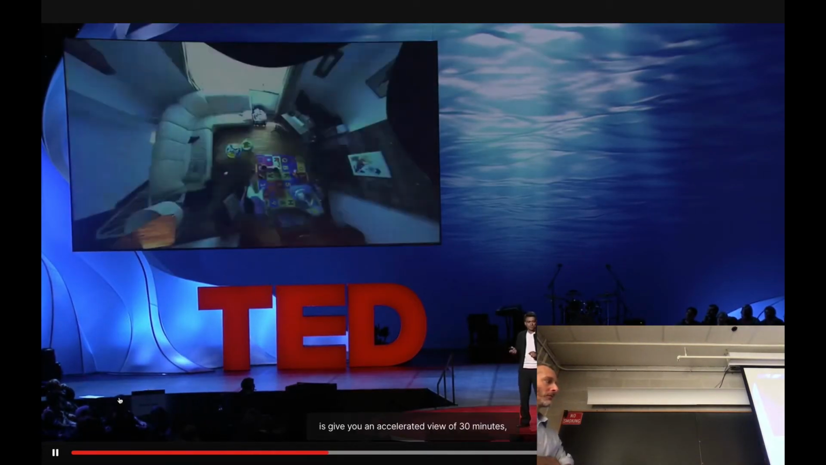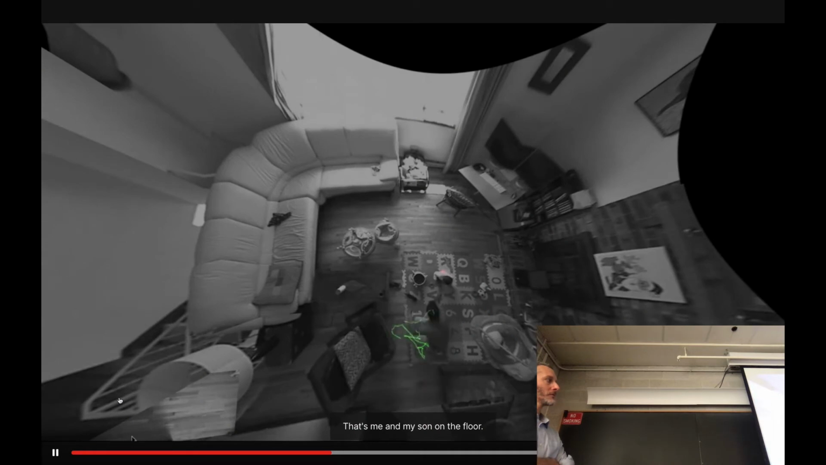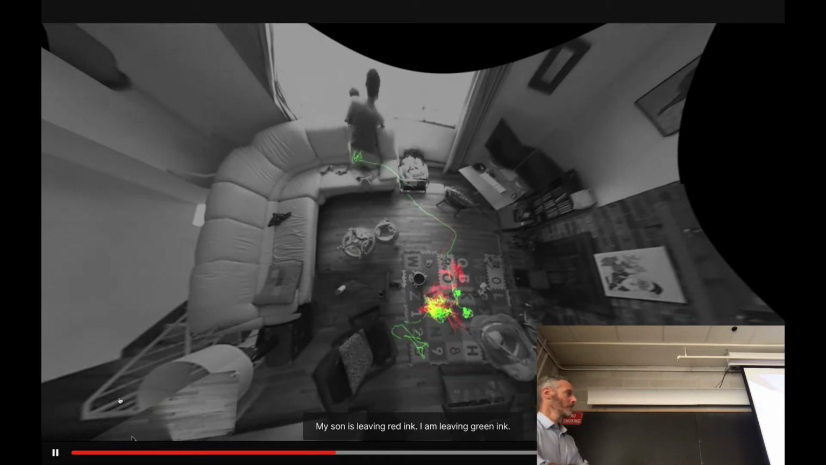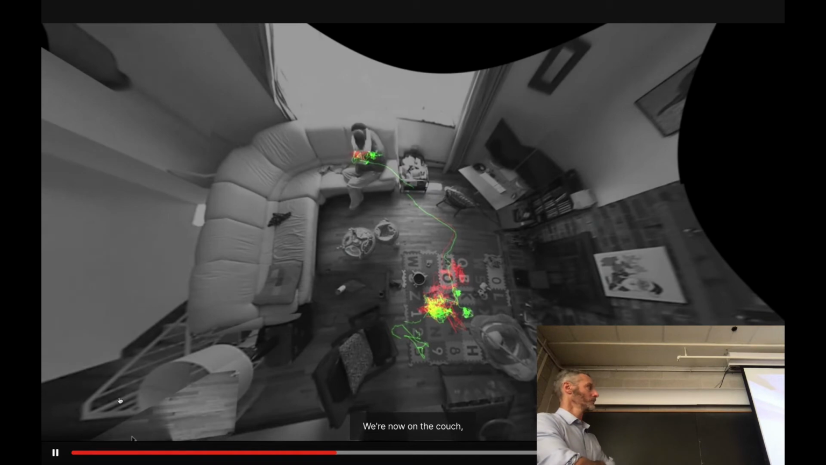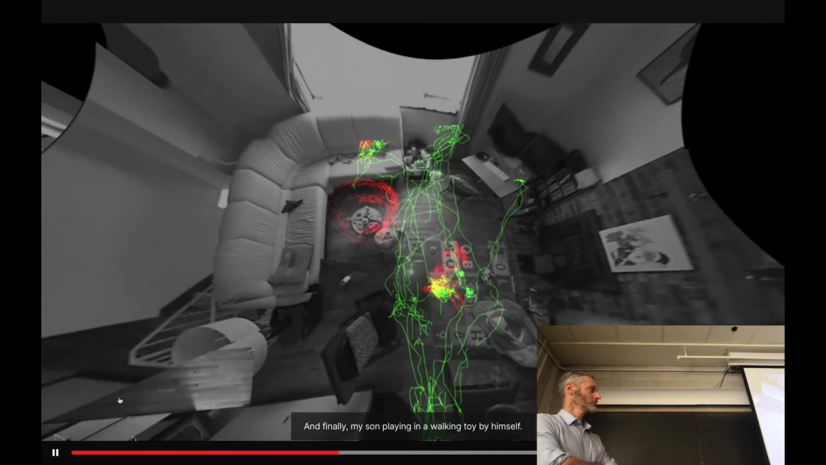What I'm going to do is give you an accelerated view of 30 minutes, again, of just life in the living room. That's me and my son on the floor. And there's video analytics that are tracking our movements. My son is leaving red ink, I'm leaving green ink. We're now on the couch looking out through the window at cars passing by, and finally my son playing in a walking toy by himself.